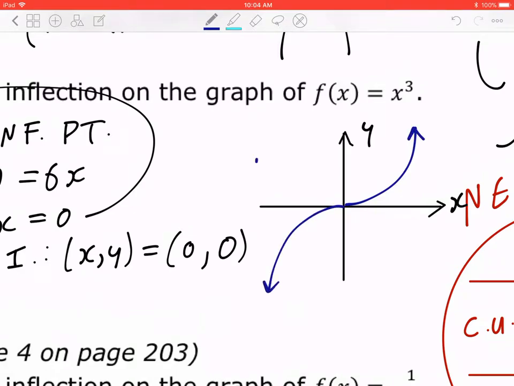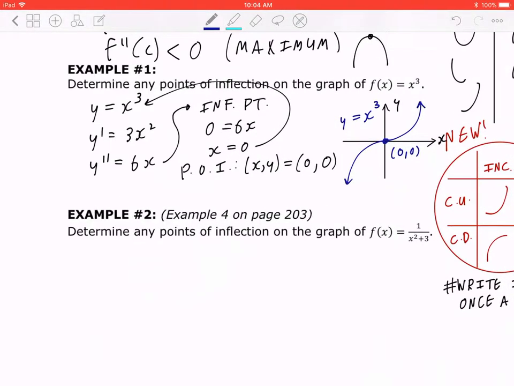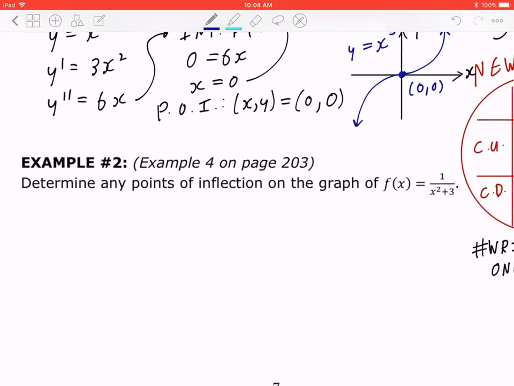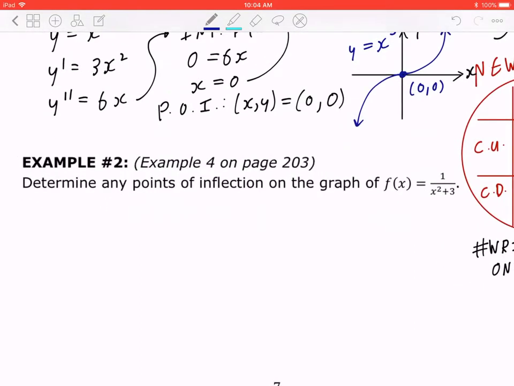You know this. I know you know this. You've graphed y equal to x to the 3 from grade 9, 10, or grade 11 math for sure. So in this case, there's a point, 0, 0, and that is the point of inflection. Example number 2. This is from page 203 of your textbook, example 4.